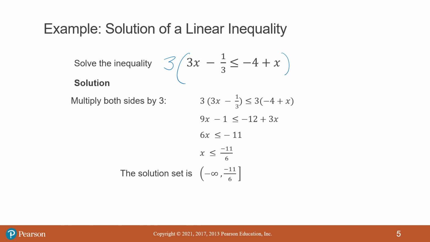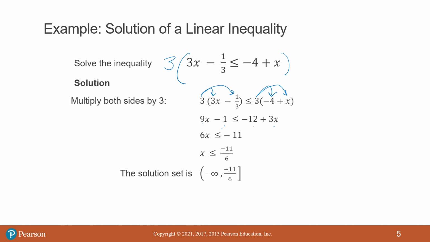Keep in mind that we need to do this 3 on both sides, so when I put this linear inequality in parentheses here, it's the same as saying 3 times 3x minus 1/3 is less than or equal to 3 times -4 plus x, because that 3 needs to go to everything. We will then distribute the 3 to the 3x, we get 9x. We will distribute the 3 to the -1/3. 3 times -1/3 is -1. We will then distribute the 3 to -4, which is -12, and we will distribute the 3 to the x, which is 3x. Now we have a linear inequality here that has no denominators, no fractions to worry about.